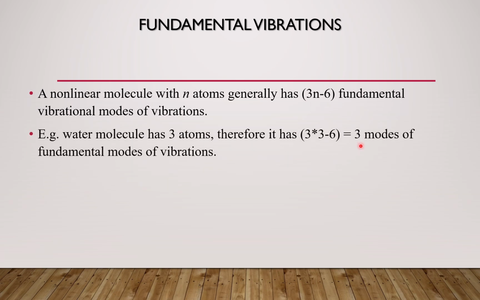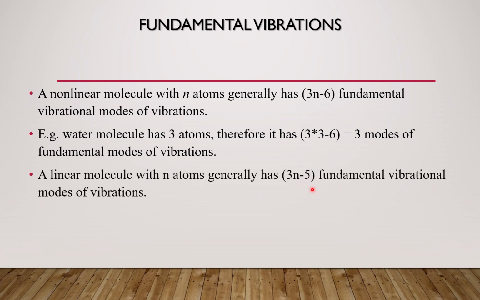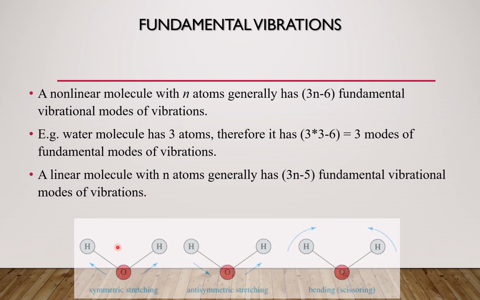For example, if I take water, water contains three atoms, two hydrogen and one oxygen. So the total modes of vibration is 3. We know that the water molecule is actually angular in shape, so that is a non-linear molecule. If we have a linear molecule, for example carbon dioxide or acetylene, then we use the formula 3n minus 5, where again n is the number of atoms present in the molecule.